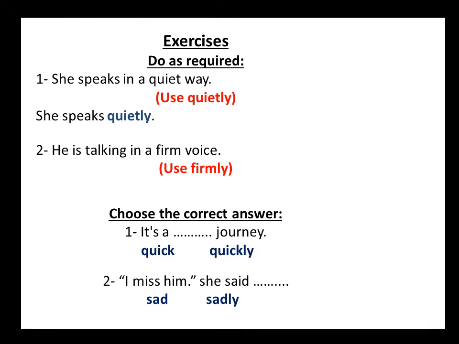Number 2, he is talking in a firm voice. Use firmly. He is talking firmly. Choose the correct answer. It's a space journey. Quick or quickly? The answer is quick because we described the journey.